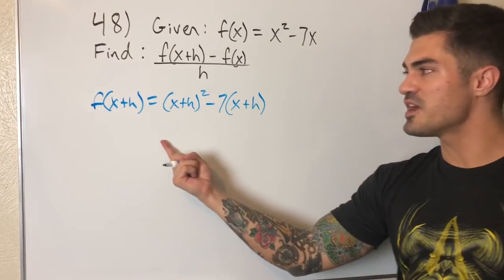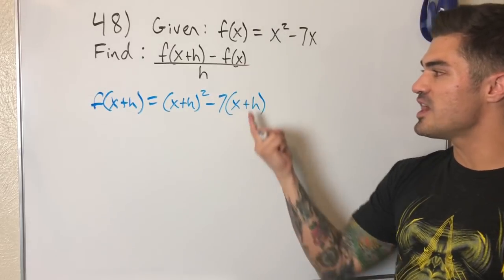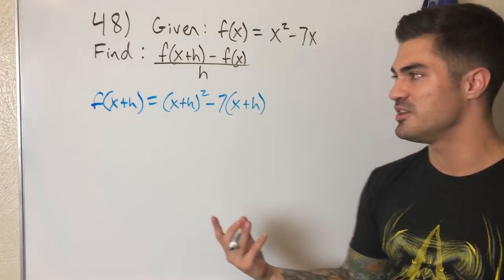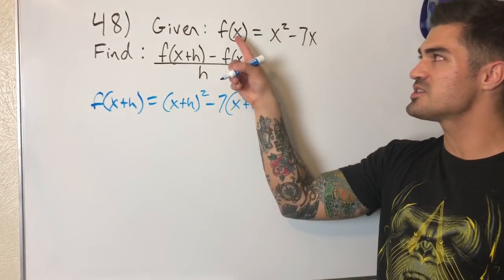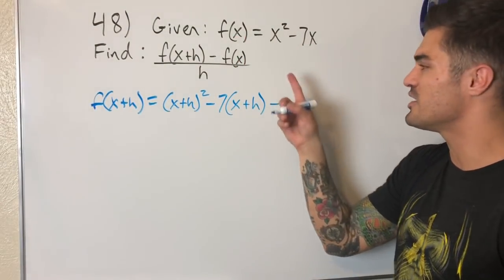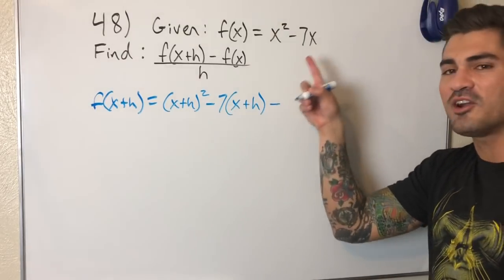Now, since this is f of x plus h, I can just subtract f of x from this, and I'll have my numerator I need, right? So this is f of x plus h minus, what is f of x? Well, f of x is already given. It's my function in terms of x, right? So I have to subtract this entire f of x function.